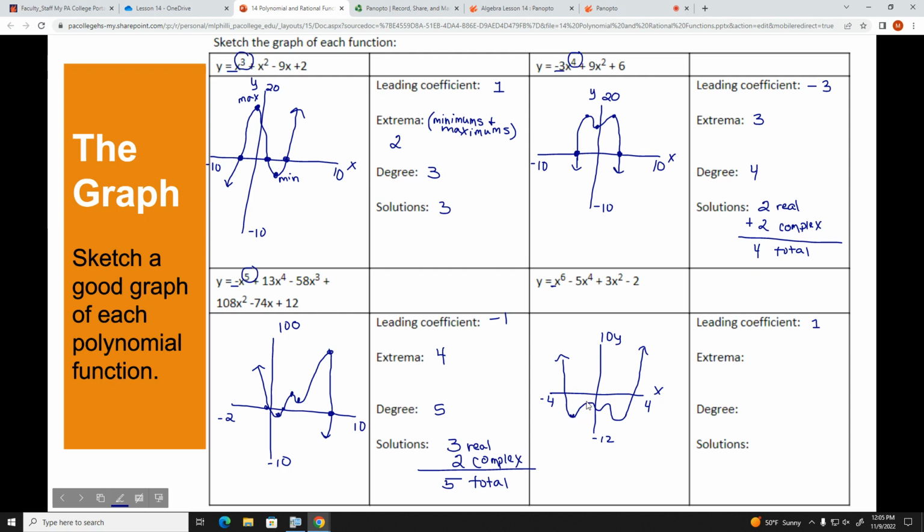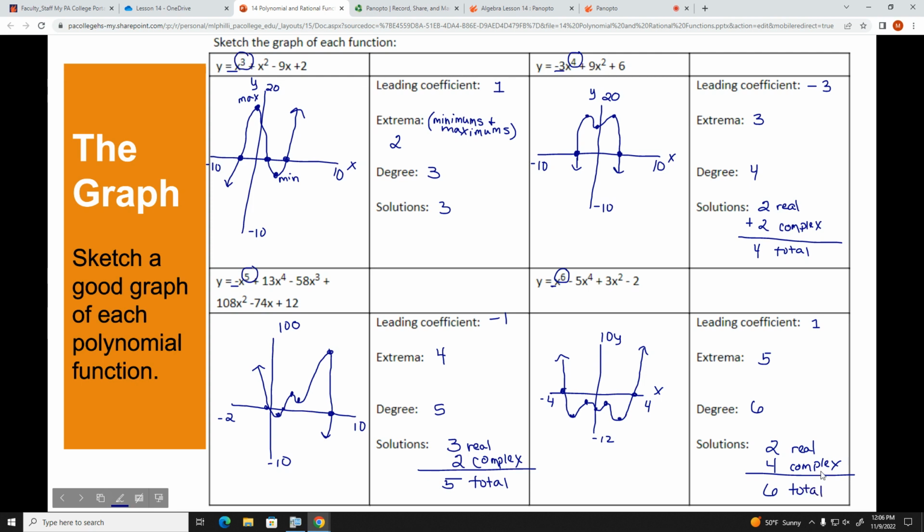Extrema are 1, 2, 3, 4, 5. Degree is the highest exponent, so that is 6. Solutions: I have 2 that are showing up on the graph, so 2 real solutions. That means I would have 4 complex solutions, because my total solutions has to match the degree, so 6 total.